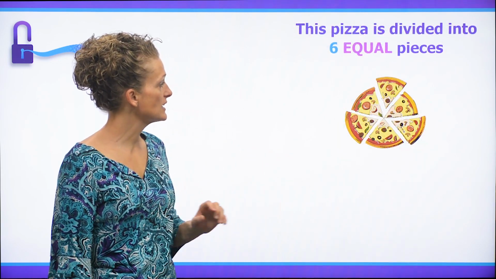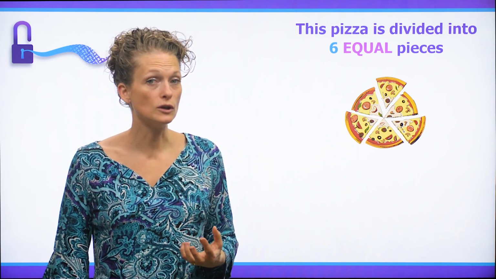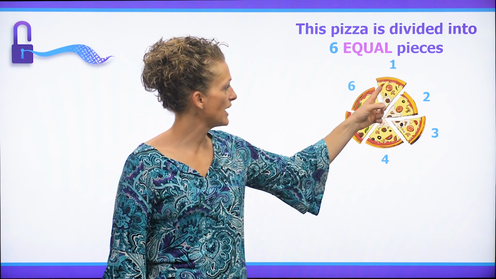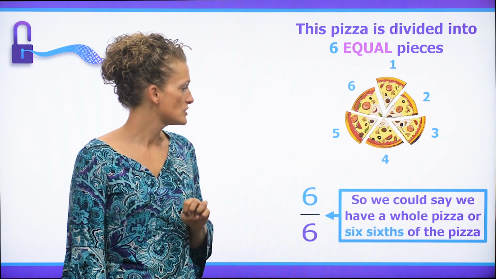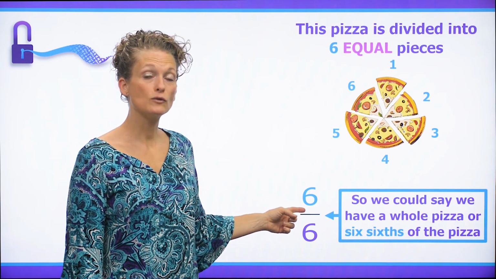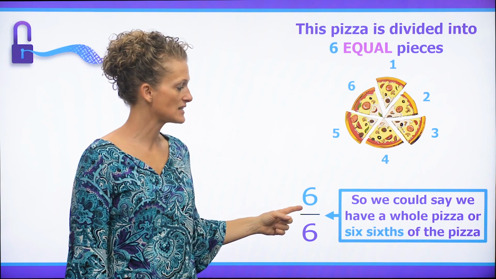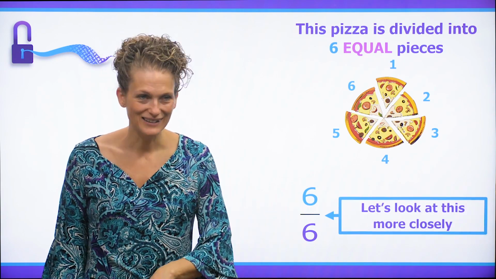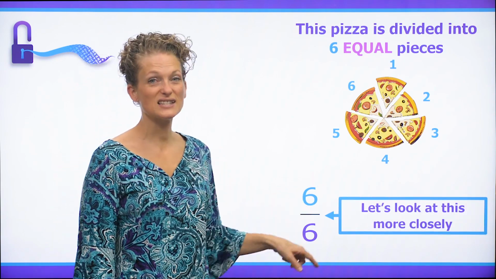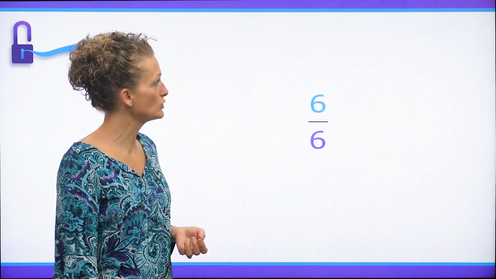All right, so this particular pizza is divided into 6 equal pieces. We count the pieces and we can see that there are 6 of them. So we could say that we have one whole pizza, or we could say we have 6/6 of a pizza. All right, so this 6/6, this is what we want to look a little more closely at.